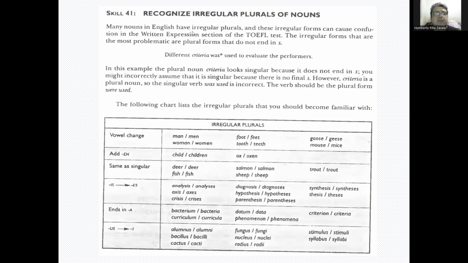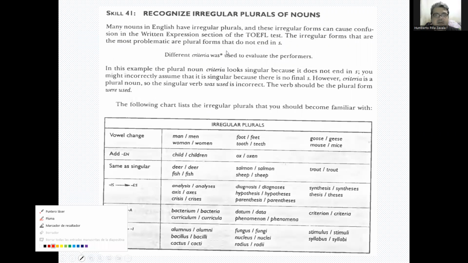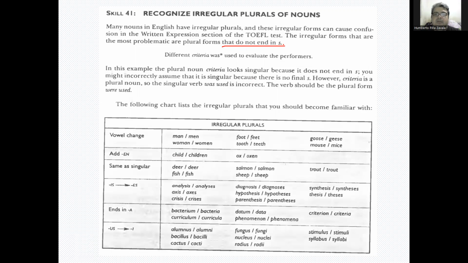Many nouns in English have irregular plurals, and these irregular forms can cause confusion in the written expression section of the test. The irregular forms that are the most problematic are plural forms that do not end in s. That's where it gets complicated. Usually we see the final s and think, oh, that's plural, but sometimes they're irregular and they don't end in s.